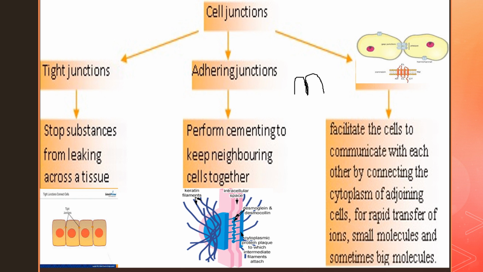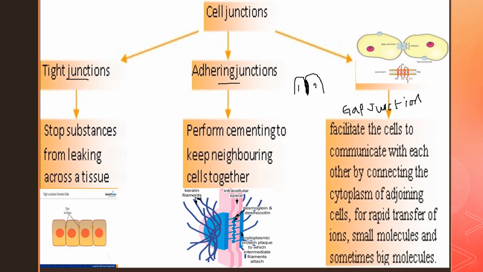So this we can call cell junction, where there is a certain adhering substance which joins one cell with another cell. Now what are the examples of these cell junctions? They may be tight junctions, adhering junctions, or simply desmosomes, as well as gap junctions. These are the three types of junctions present between epithelial tissue for tight joining.